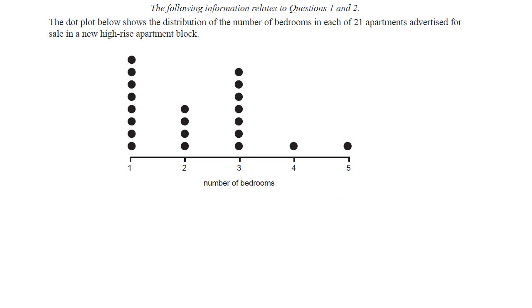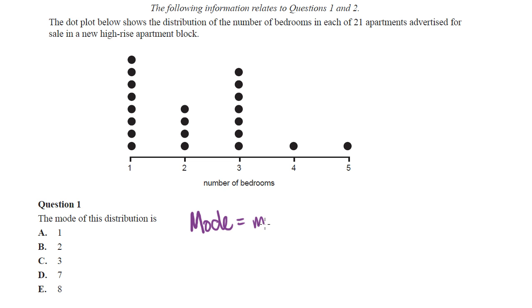The first question says, the dot plot below shows the distribution of the number of bedrooms in each of 21 apartments advertised for sale in a new high-rise apartment block. Then we have a dot plot, and question 1 said, the mode of the distribution is, and then we had a few options. So the trick with this one is knowing that mode is the most commonly occurring, or the most often occurring observation.